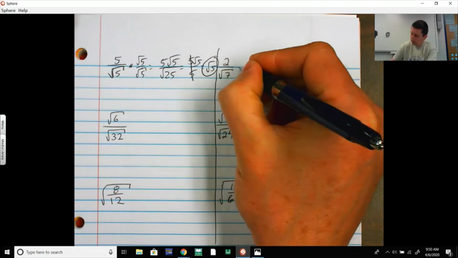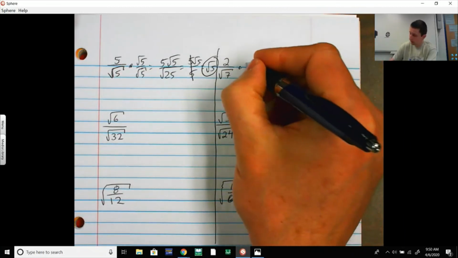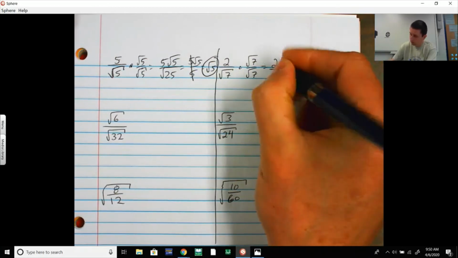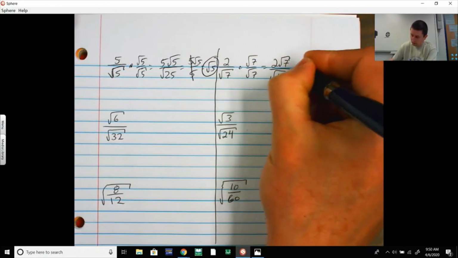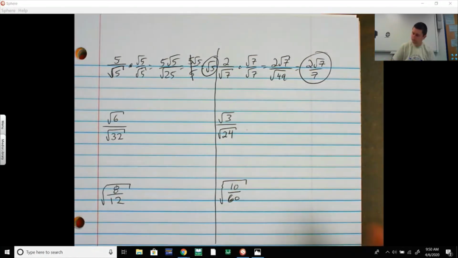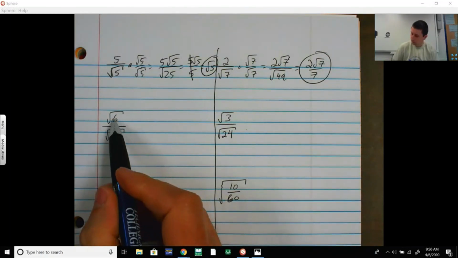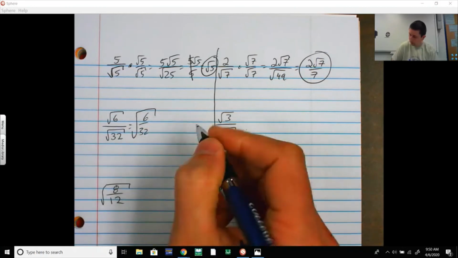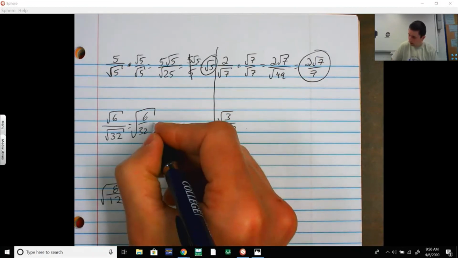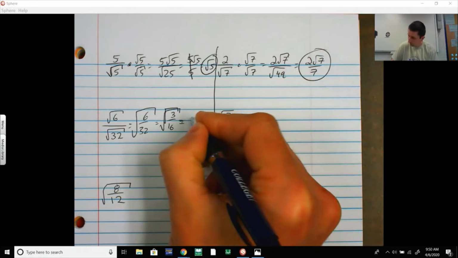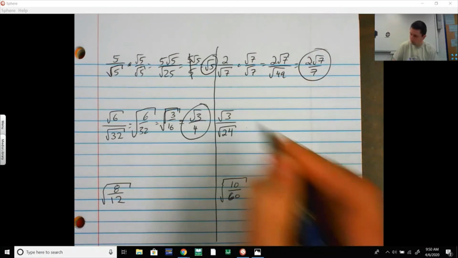So 2 over root 7, take top and bottom times the square root of 7. So we get 2 root 7 over square root of 49, which is 2 root 7 over 7. 2 and 7 don't reduce, we leave it like that. Okay, square root of 6 over square root of 32, back that out. Square root of 6 over 32. 2 goes in there, so that's the square root of 3 over 16. So square root of 3 is root 3, square root of 16 is 4. So root 3 over 4.